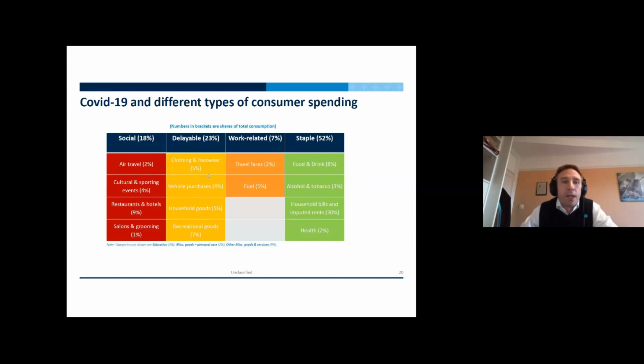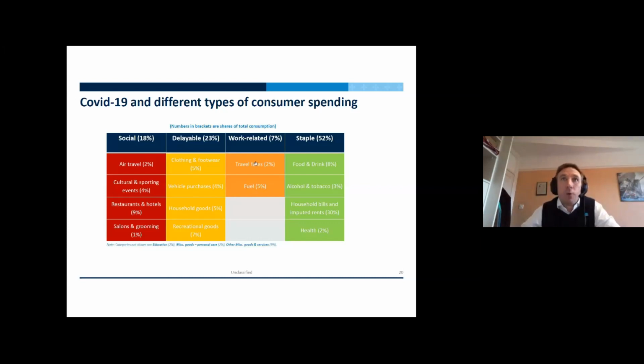If you don't buy a new car or a new TV today because the shops are shut, you can always go and get one tomorrow. So over a longer period of time, your consumption is broadly unchanged. In contrast with social spending, if you can't go to a restaurant for a month, you're not going to go every single day to catch up on what you would have done.